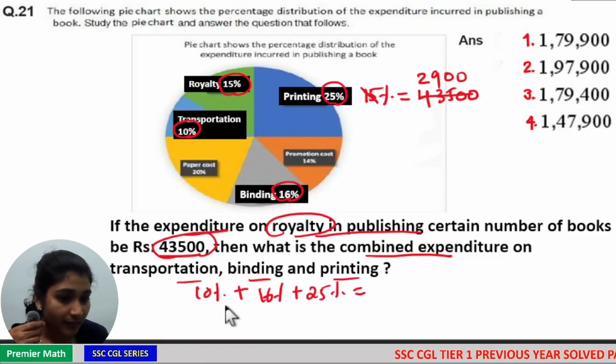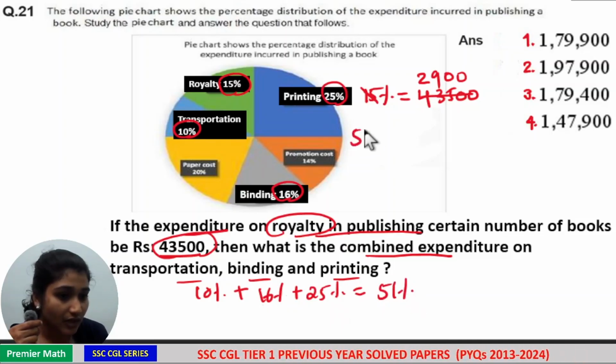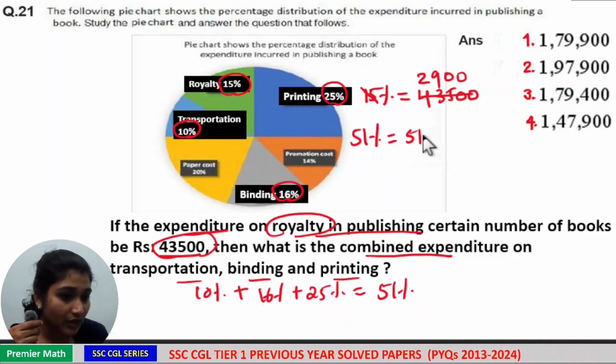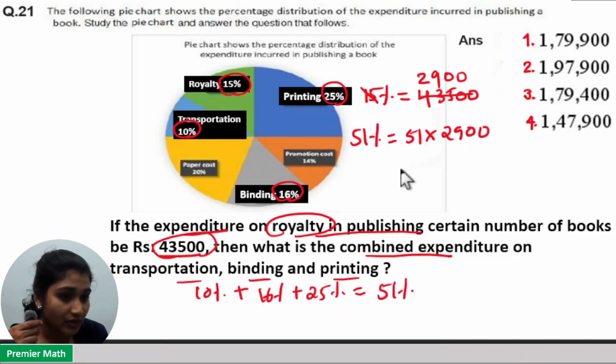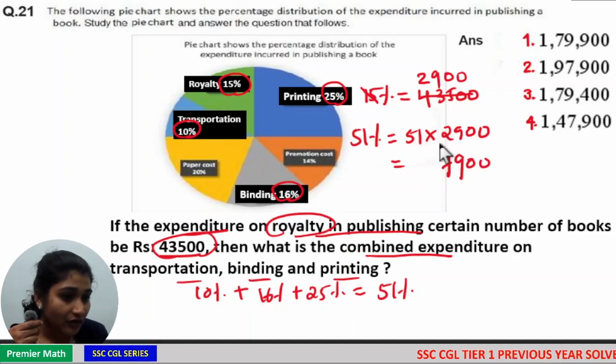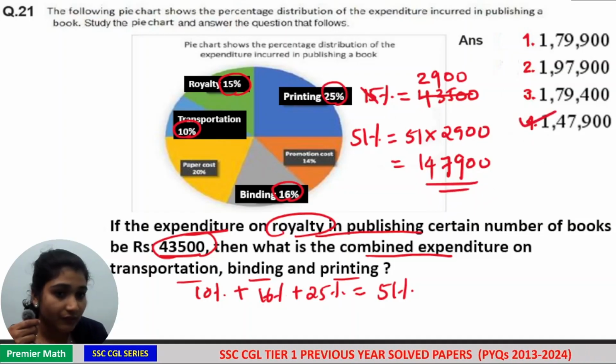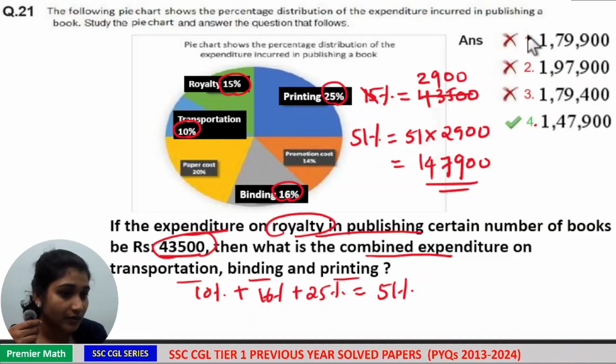Then transportation is 10%, binding is 16% and printing is 25%. So total 26 plus 25 is 51%. Then 51% is equal to 51 into 2,900. 9 into 1 is 9. 9 into 5, 45 plus 2 is 47. 5 into 2 is 10 plus 4, 14. So option 4 is your answer. 147,900.